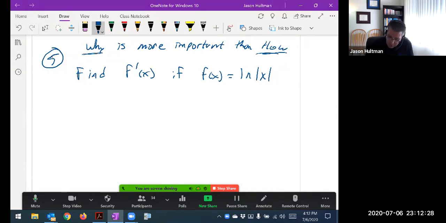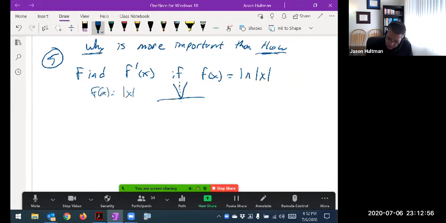Find f prime of x if f of x is equal to natural log of absolute value of x. So what is the absolute value of x? How would I define the absolute value of x, even as just a function? The absolute value of x, that's this little v function, right? Again, we'll do a little pre-cal here. It's a little v function. And what is this function really a function of? It's really a function of two functions.